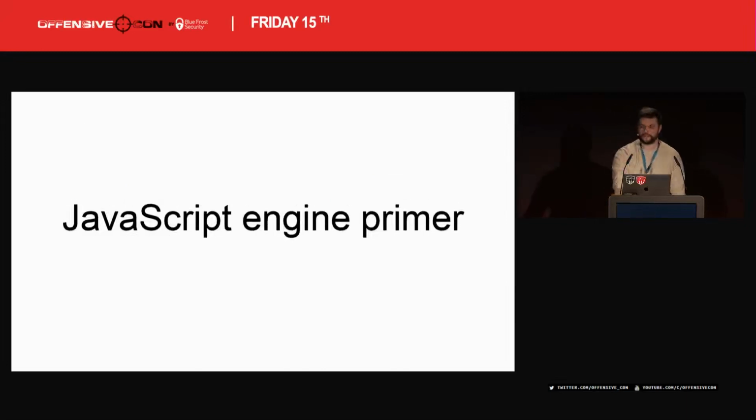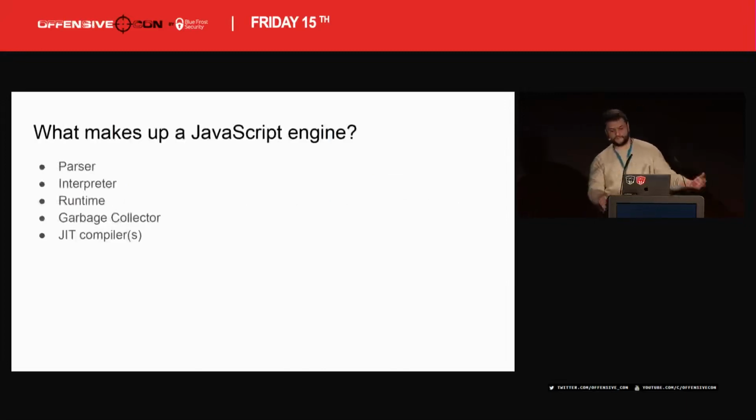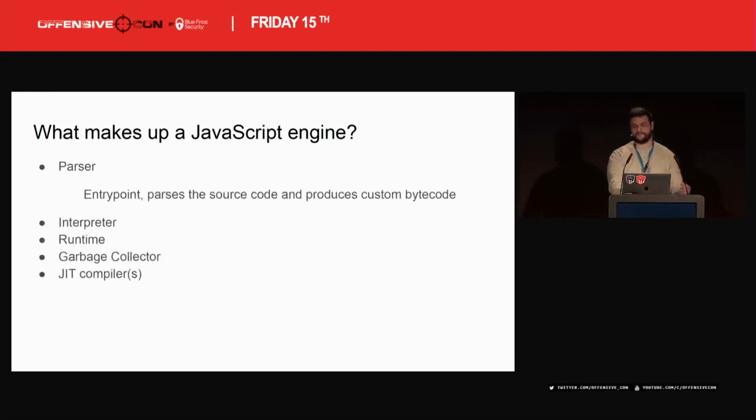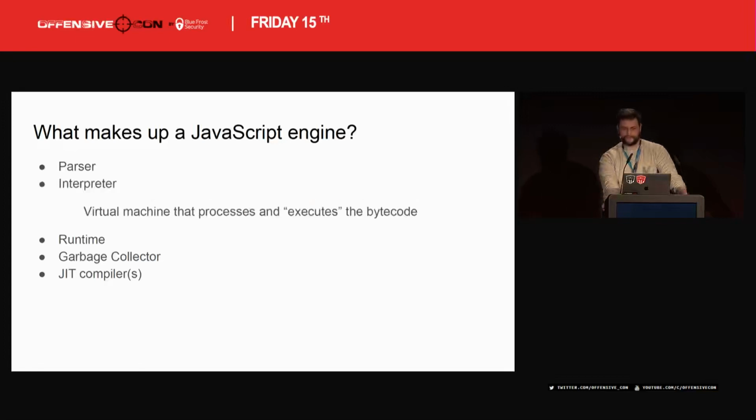So a quick primer about JavaScript engines. What's a JavaScript engine? A JavaScript engine is basically something that implements a dialect that conforms to the ECMAScript standard. These days, the major JavaScript engines are made up of roughly these 5 components. You have the parser, which is the entry point. Basically, you give it the path to your file or the source code, it parses it and produces an abstract syntax tree and a custom bytecode. That bytecode is then fed into the interpreter, which is basically a virtual machine. It just runs that bytecode.